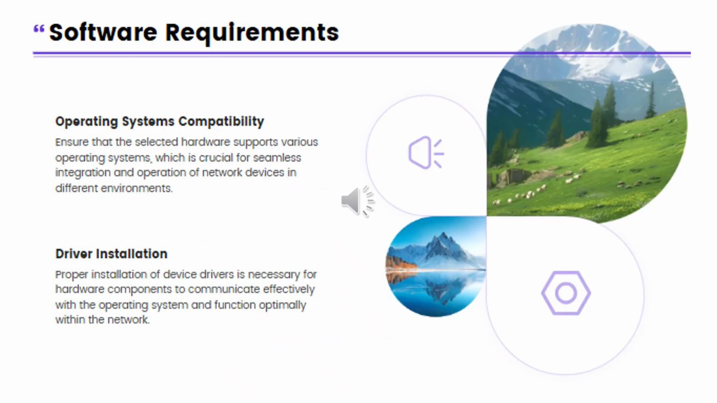When deploying a wireless network, ensuring software compatibility is just as important as having the right hardware. Operating system compatibility is a key factor. The hardware we choose must support various operating systems to allow seamless integration and consistent performance across different platforms and environments. Equally important is the driver installation.